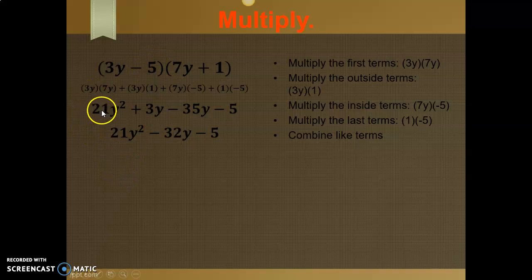Multiplying, we're going to get 21y squared plus 3y minus 35y minus 5. Combining our like terms, we'll end up with 21y squared minus 32y minus 5 for our final answer. Remember, 3y minus 35y is the same thing as 3y plus a negative 35y.